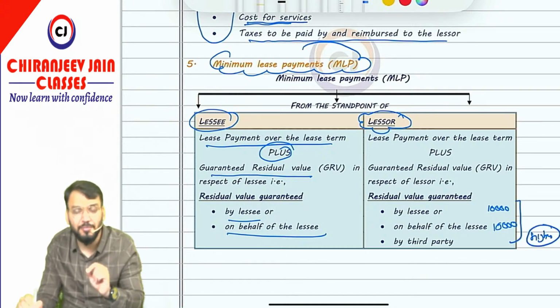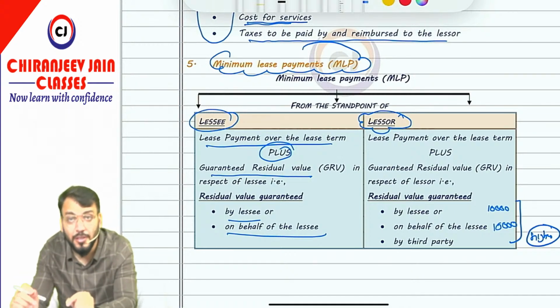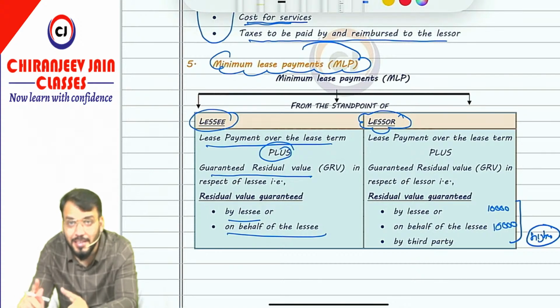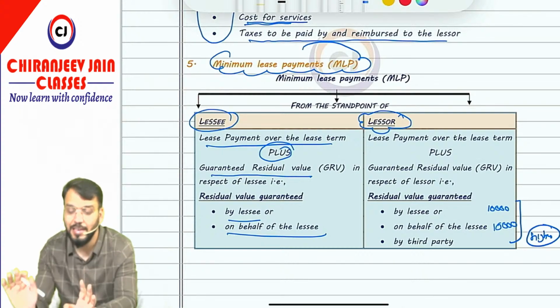So can you repeat with me what is the minimum lease payment from the point of lessee? It is lease payment over the lease term plus guaranteed residual value in respect of lessee, correct? What is the minimum lease payment from the point of lessor? It is lease payment over the lease term plus GRV in respect of lessor, and GRV in respect of lessor is residual value guaranteed by lessee or on behalf of lessee or by any third party who is financially capable, whichever is higher. Got this point?